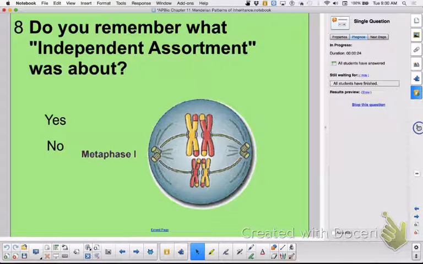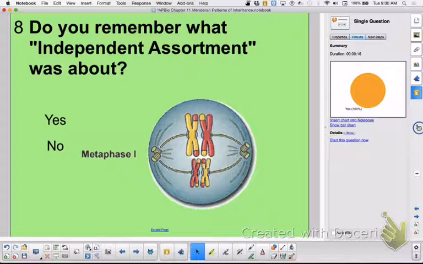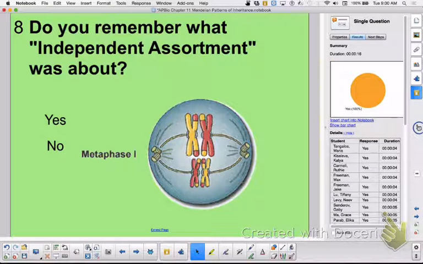You're having a quiz on this at the end of class. So independent assortment means during what stage? What stage are you looking at right here? Oh, it's labeled. Metaphase 1. That each homologous pair can line up independently of the other.